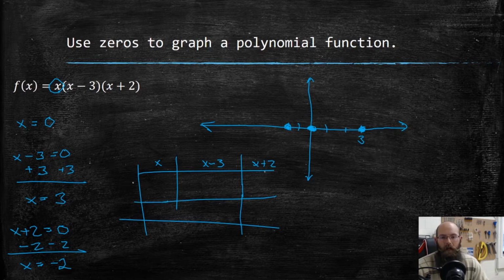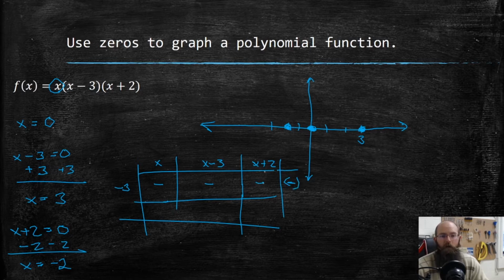Now let's take a number all the way to the left of all of these numbers. Let's do negative 3. I'm going to plug a negative 3 in. So this chunk's going to be negative. Negative 3 minus 3 is going to be a negative. Negative 3 plus 2 is a negative. So then the product of all of that, negative times a negative times a negative, gets me a negative.